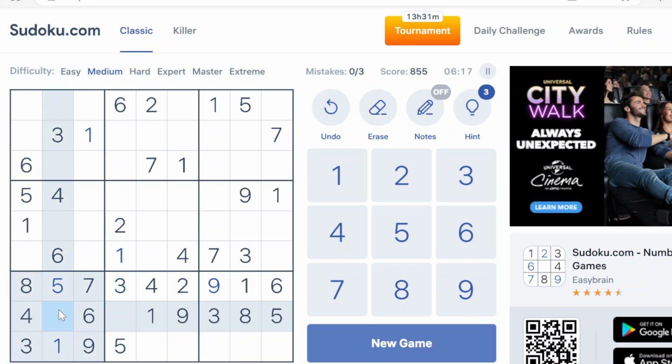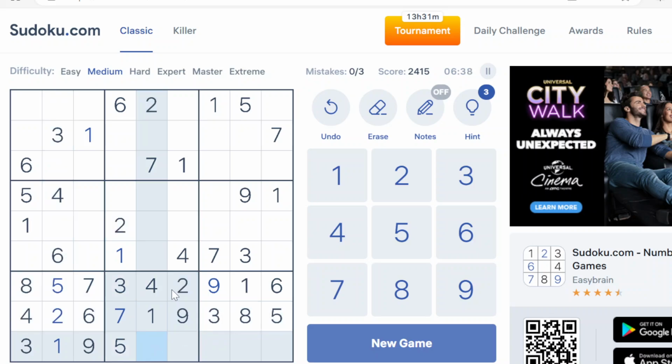Looks like we have 2 or 7. So this box can either be 2 or 7. But again, using the same trick I just now used, this one's 2, so this has to be 7. And this one's 7, so this has to be 2. And yeah, so we finish this row.